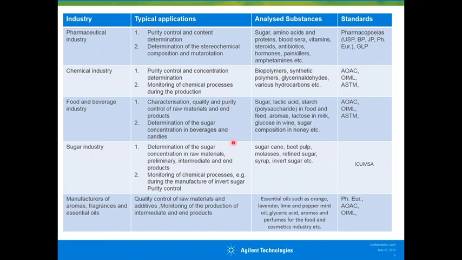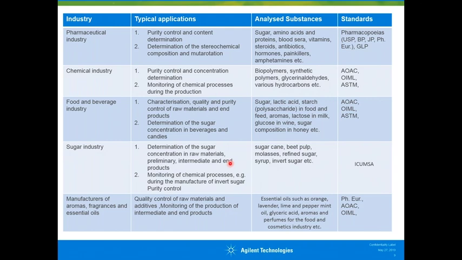It is also used in the sugar industry, in sugar mills and plants where sugar is manufactured. Raw material is tested, preliminary tests can be done, intermediate tests, and end products also can be tested. Sugarcane, beetroot, beet pulp, molasses, refined sugars can be analyzed in the sugar industry. And here ICUMSA is a governing authority which provides a standard system suitability criteria for the sugar industry.